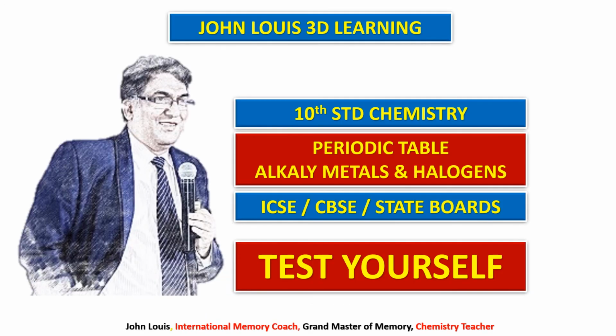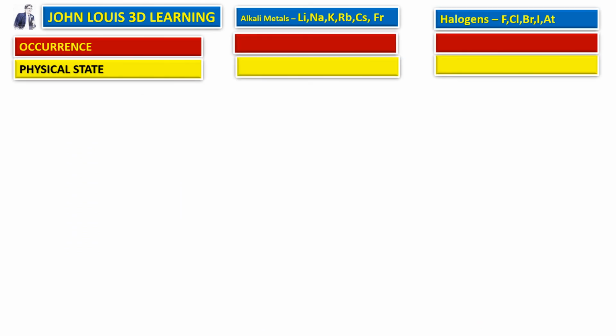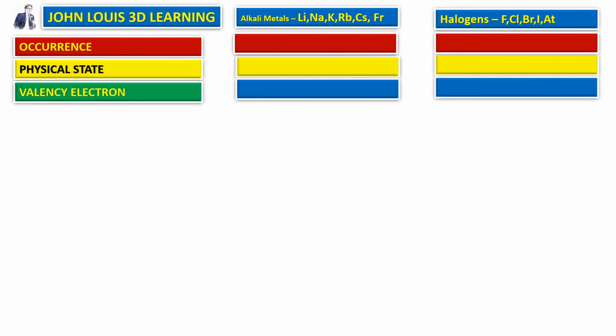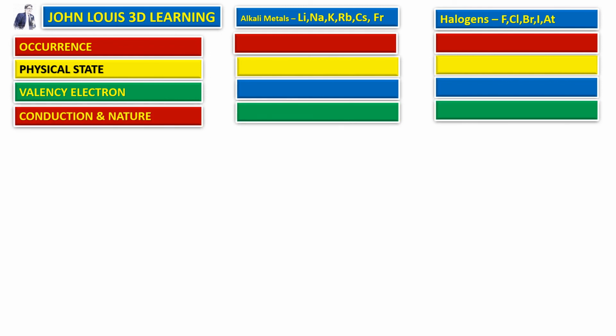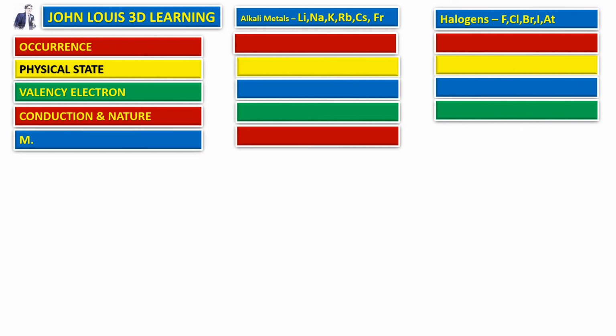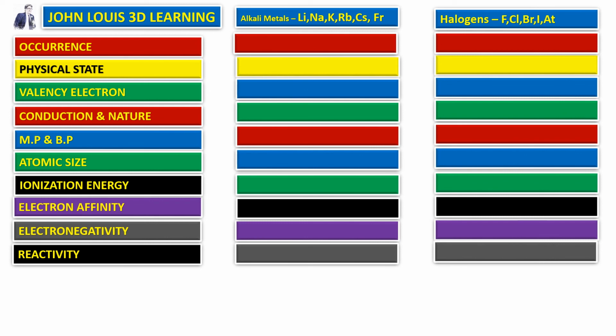Now it is time for you to test yourself. I will quickly show you all the properties, and you try to recollect whether each increases or decreases and what you have studied for each property. What is the occurrence for alkali metals and halogens, what is the physical state, and the valency electrons? I have not given you the answer. You have to fill them up from what you have learnt, and then you can go back and check whether your answers are right or wrong. I will quickly show you the chart here.